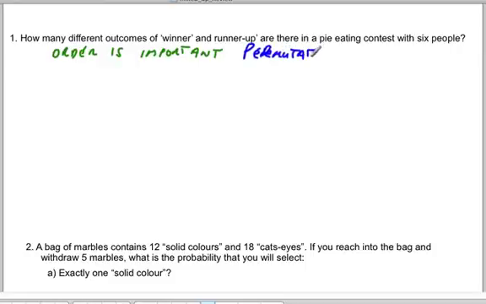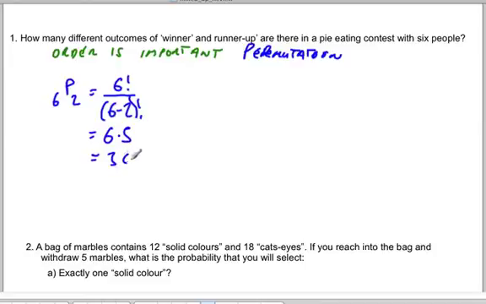So when this is a permutation, we have 6 people in the contest, so it's going to be the permutation of 6 choose 2. And this will be 6 factorial over 6 minus 2 factorial, which is equal to 6 times 5, which is equal to 30.